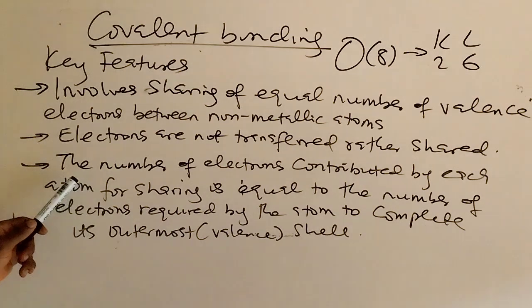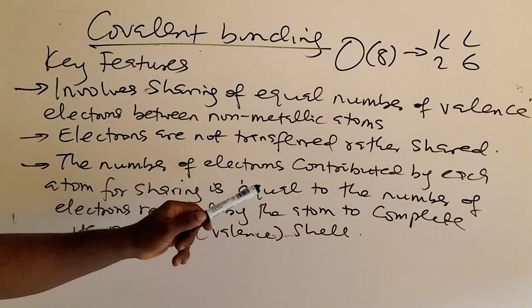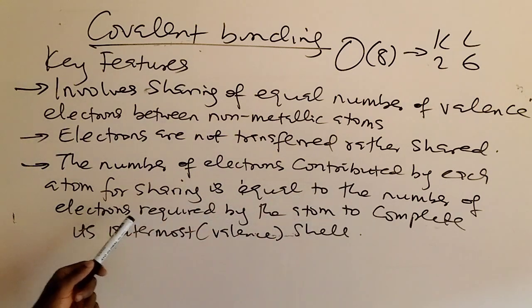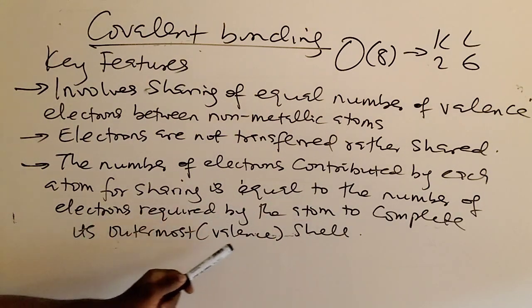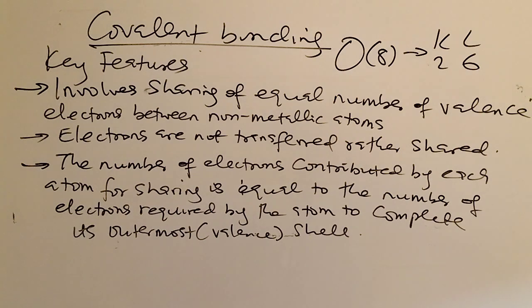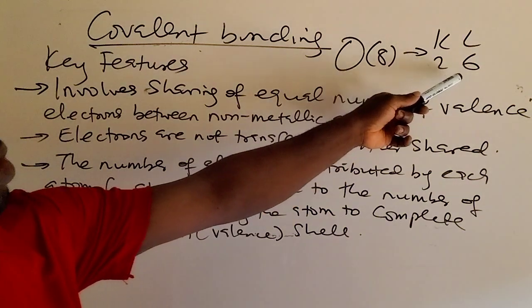From the third point, the number of electrons contributed by each atom for sharing is equal to the number of electrons required to complete its outermost shell. So it needs 2. If oxygen is undergoing covalent bonding with another fellow oxygen atom, it's going to bring 2 electrons because it requires 2 to complete its outermost shell.